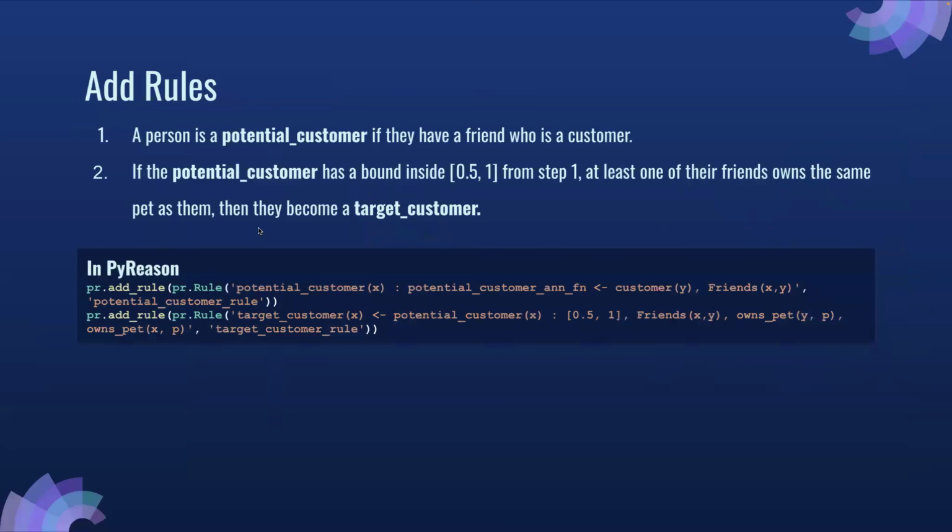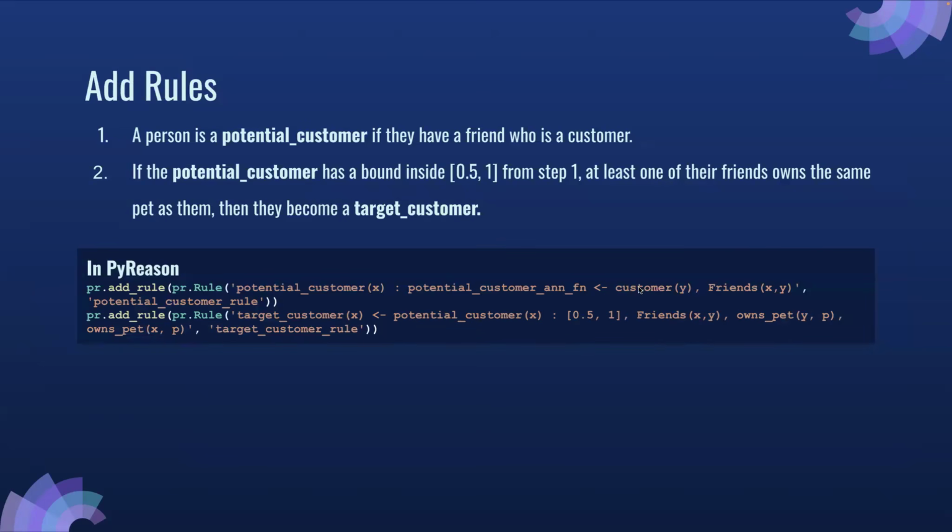Next, let's add some rules. So the rules that we're going to add are kind of the objectives that I talked about at the beginning. So I'm going to have two rules, the potential customer rule and the target customer rule. So rules in PyReason are used to create or modify predicate bounds associated with nodes or edges in the graph if the conditions in the rule body are met. So for the potential customer rule, a customer is a potential customer, which is the head of the rule. The head always comes first.